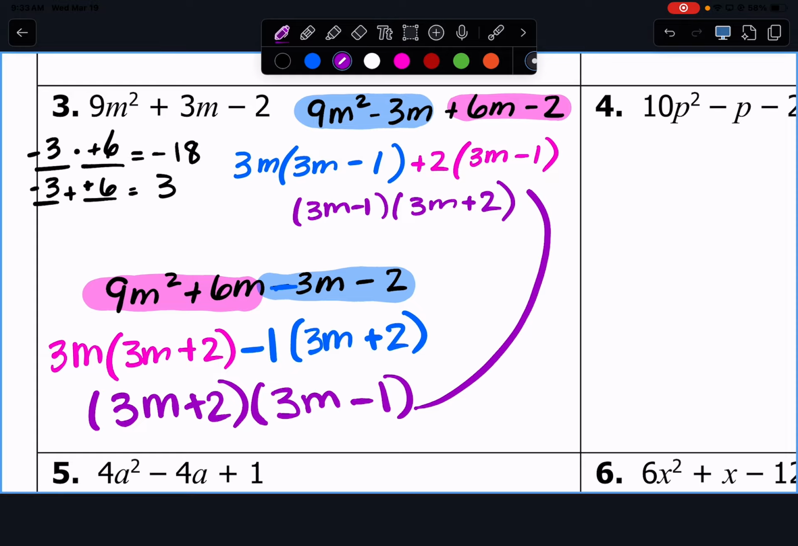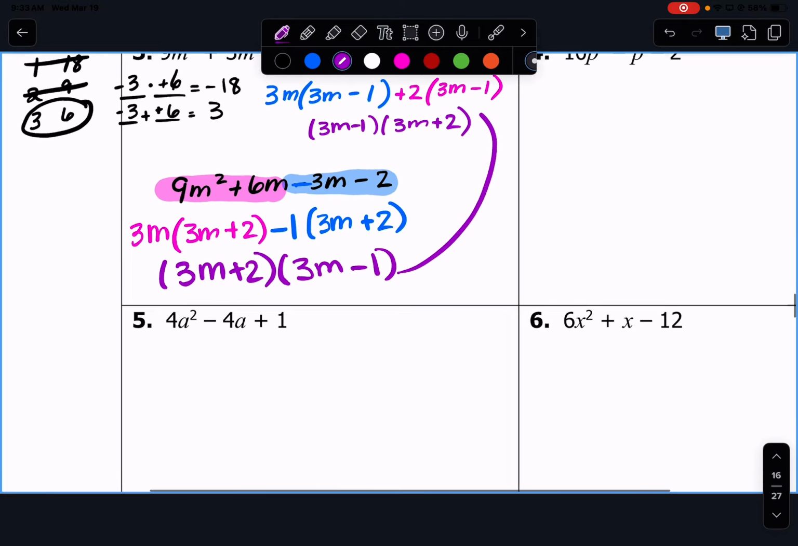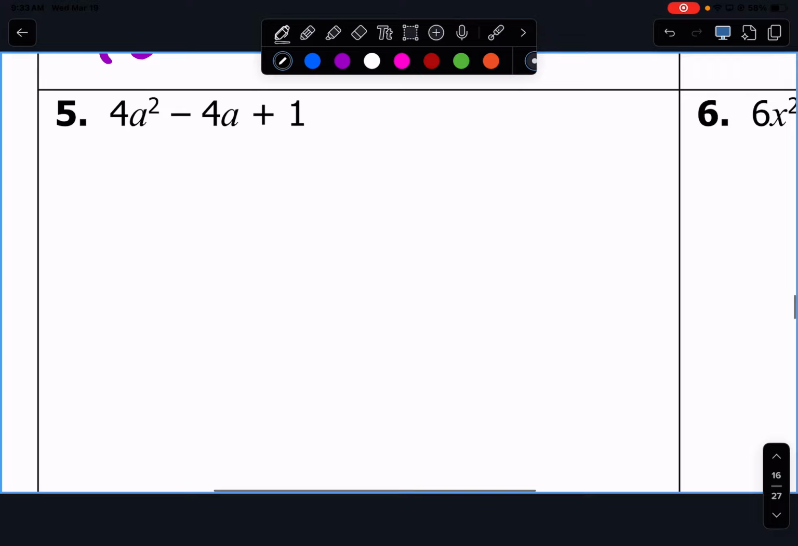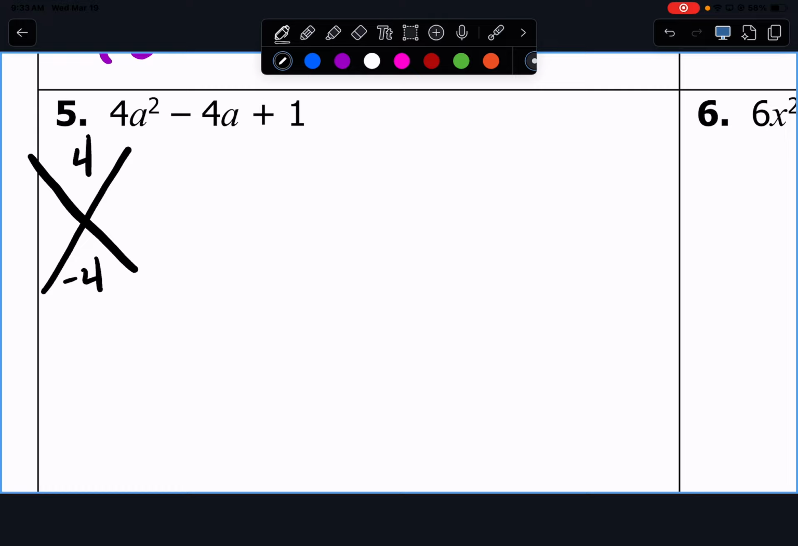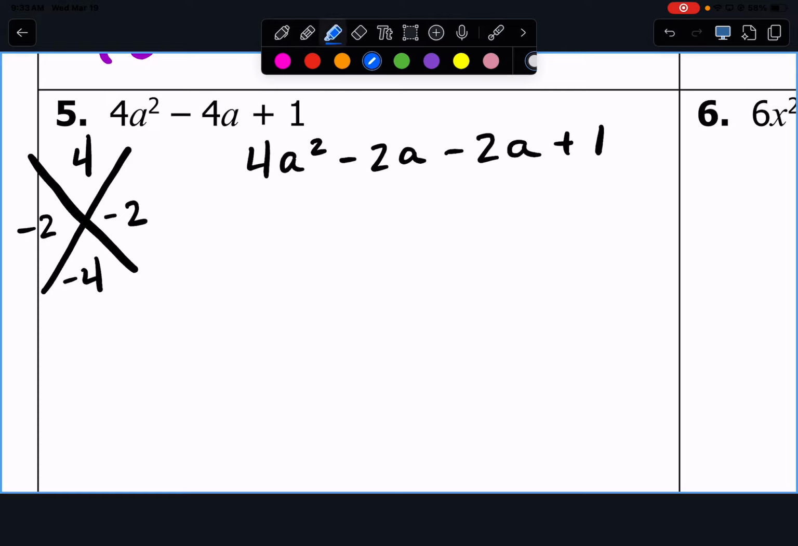Okay? So for number 5, what is A? What is C? What is A times C? What is B? What factors can multiply to give you 4 but add to give you negative 4? Negative 2 and negative 2. So we do 4a squared minus 2a minus 2a plus 1.